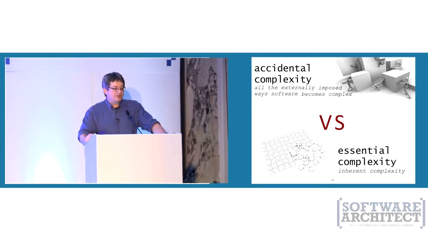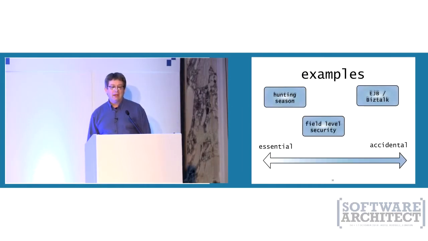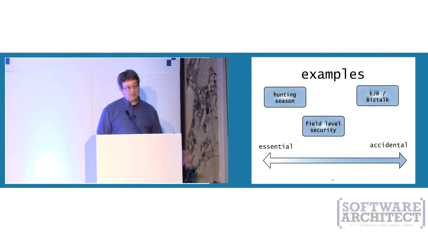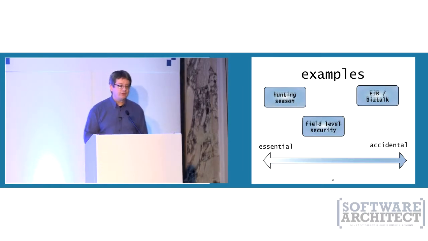But a lot of emergent design is understanding what's essential versus what's accidental, because obviously you don't want accidental complexity in your software. And there are examples of this, because this is a spectrum. It's not just a binary proposition. And there's some famous examples of this. The first famous example of this was hunting season.